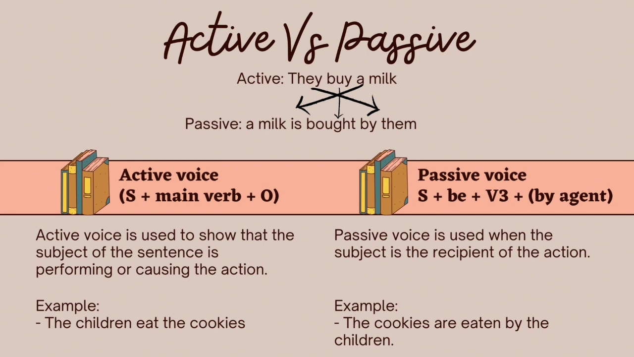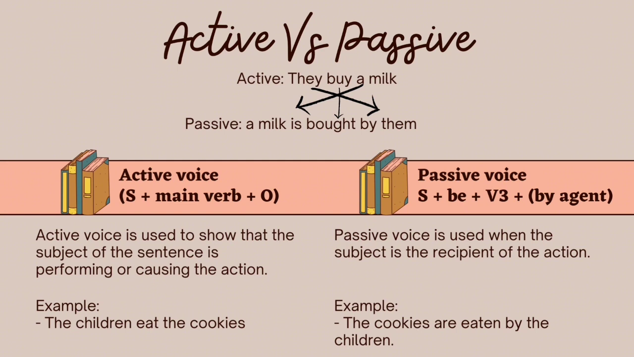So what is passive voice? Passive voice is used when the subject is the recipient of the action. And the form of passive voice is subject plus be plus verb 3 and by agent. And the example is, the cookies are eaten by the children.